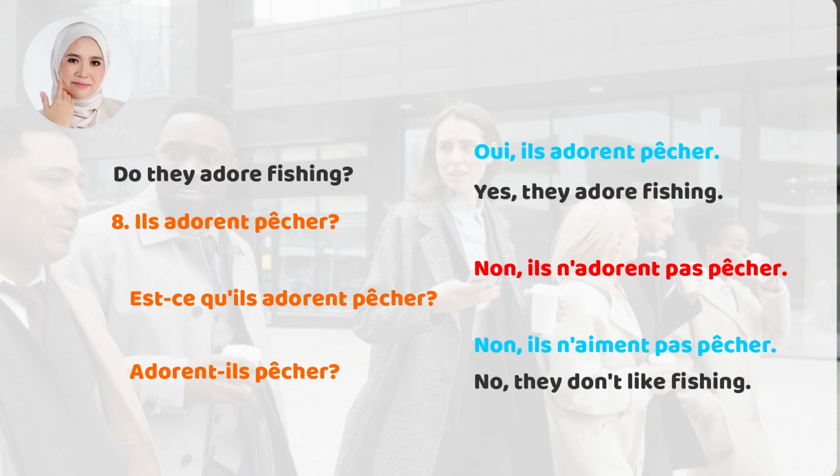I put this answer in red color because we don't say this. So you're going to omit this from the text, okay? You're going to delete this. So you don't say non, ils n'adorent pas pêcher. It doesn't exist. So you simply say non, ils n'aiment pas pêcher. Even though the question is adore, you don't say I don't adore. You just say I don't like, or they don't like. You don't say they don't adore. So the answer should be non, ils n'aiment pas pêcher.